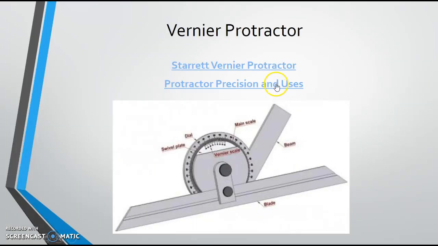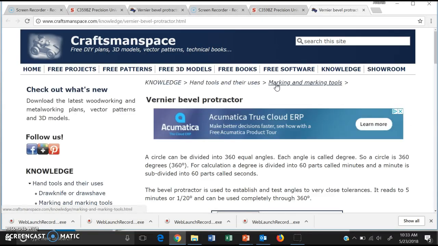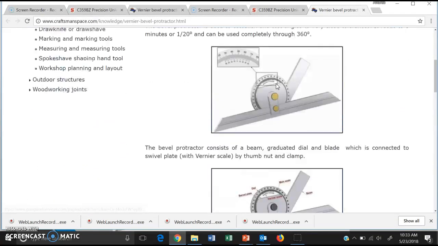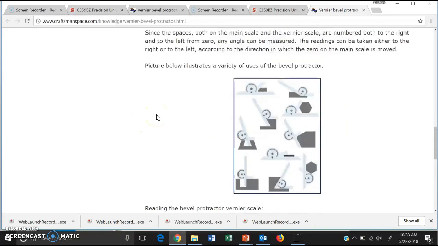So let's come back to the lecture here. Another site you might find useful if you would like to learn a little bit more about using vernier protractors is this one. What I want you to notice here is that depending on what type of feature you're measuring, and also depending on whether you're measuring an obtuse or an acute angle, you may actually have to do a little math to work backwards to determine what your true angle actually is. And you can see that here. These things are very versatile. They can be used in many different situations, and they're pretty beautiful because they can measure internal and also external features. Very easy to use.